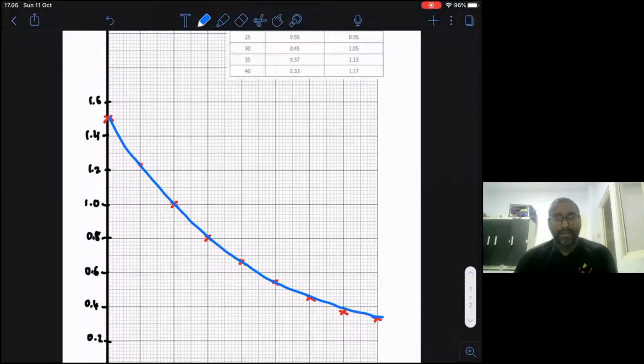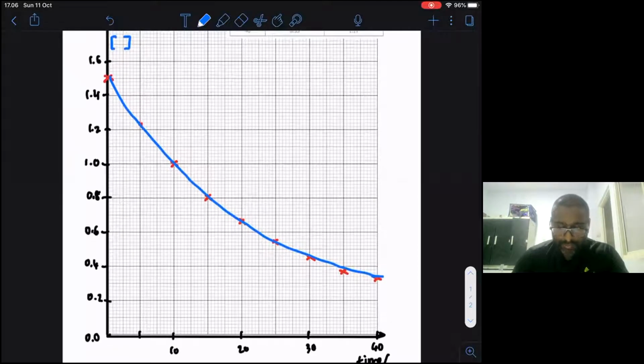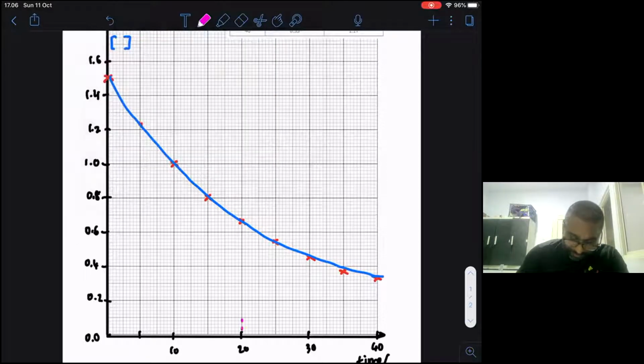You can see that a curve is formed from this concentration against time graph. From it we can actually get the rate of reaction, because we can find the gradient at specific points in this graph. For example, if you want to find the gradient at a specific time, for example at time 20, we can find the gradient at that particular time by drawing a tangent, a line that just touches at that one point, as I've shown over here.